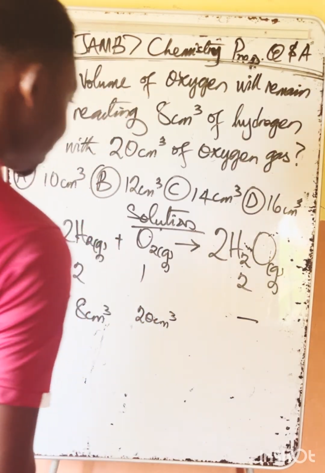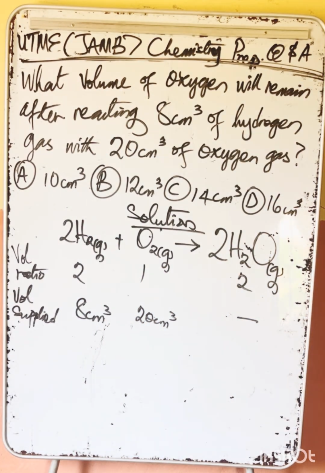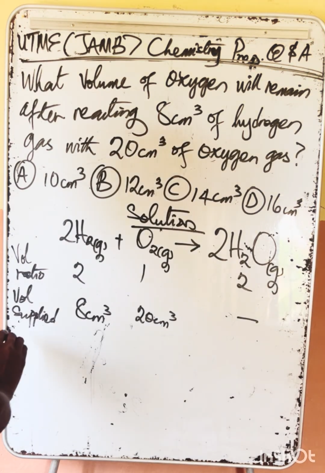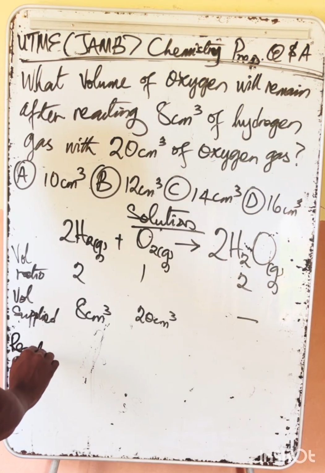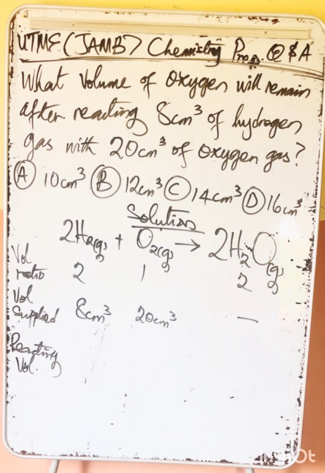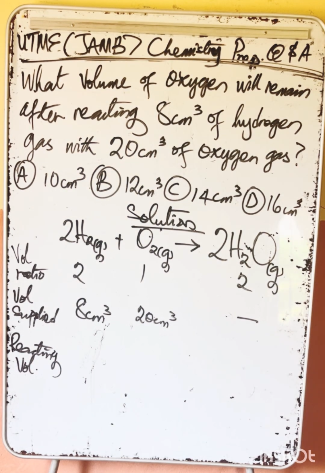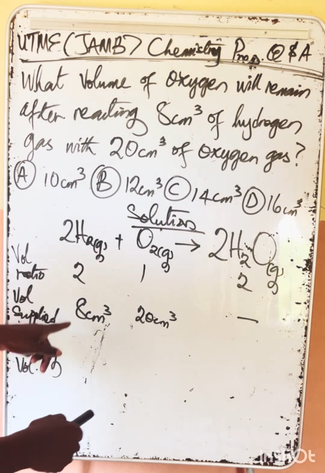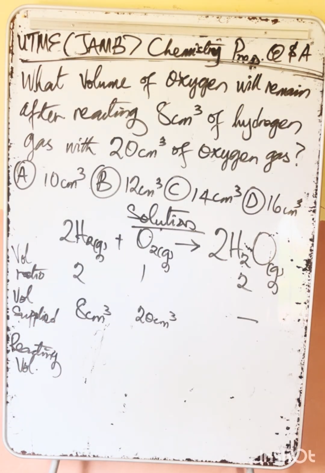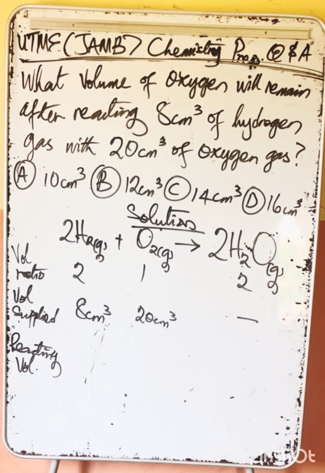As supply, nothing has happened. So the water vapor stays there with nothing. That's why I put a dash. Then the reactant volume, this is where the issue lies. This is where we must be careful. For the reactant volume, it would be the ratio of the gas in question to that of the limiting reactant times volume of the limiting reactant.